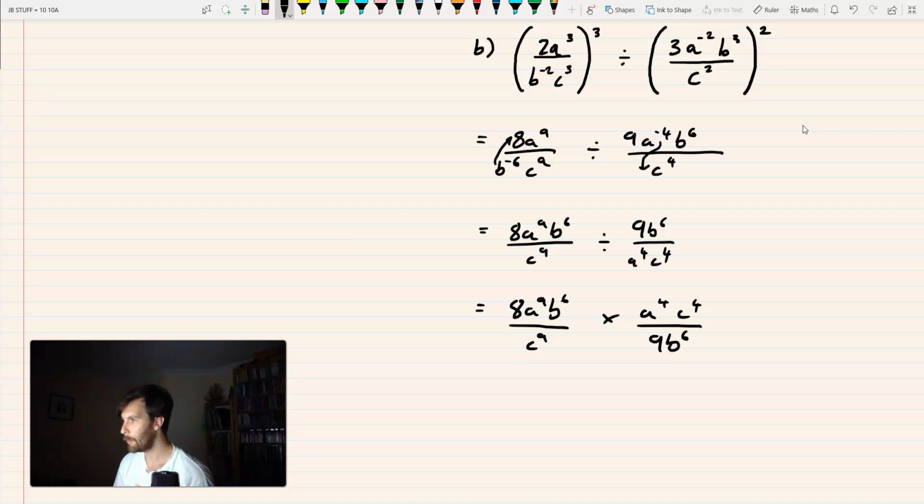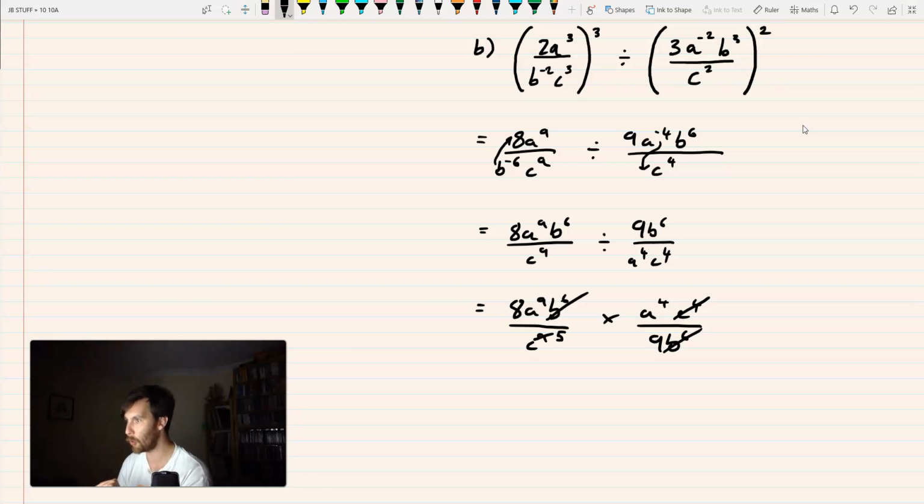And now, everyone, it's time for another cancel party. So one that sticks out straight away is b to the power 6 cancels with b to the power 6. Goodbye. Okay, now this is where I'm going to do one more bit of cancelling. c to the power 4 divided by c to the power 9. Remember, if that stayed in the numerator, it would be 4, take away 9, which would be c to the power negative 5, which is going to end up being c to the power 5 in the denominator.